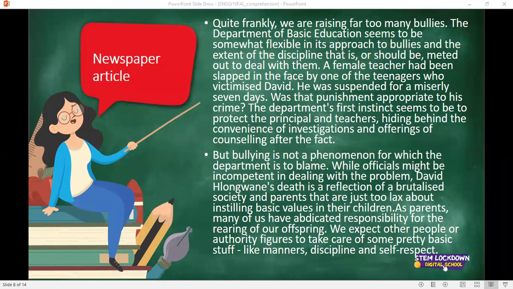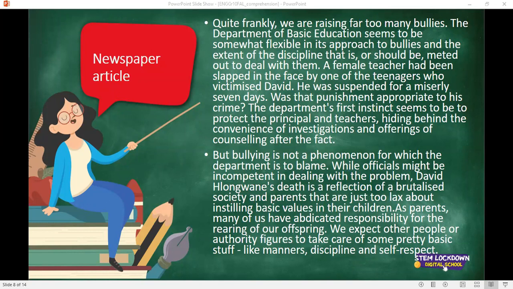Quite frankly, we are raising far too many bullies. The Department of Basic Education seems to be somewhat flexible in its approach to bullies and the extent of the discipline that is, or should be, meted out to deal with them. A female teacher had been slapped in the face by one of the teenagers who victimized David. He was suspended for a miserable 7 days. Was that punishment appropriate to his crime?